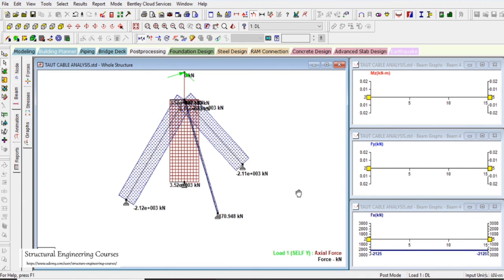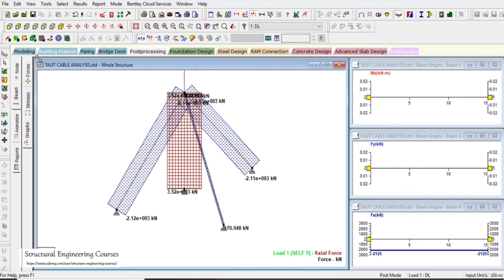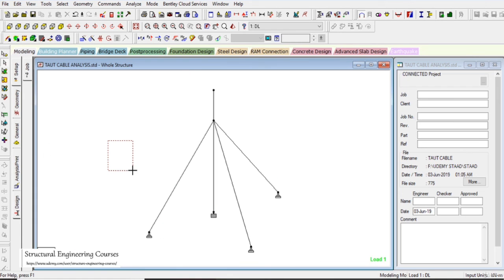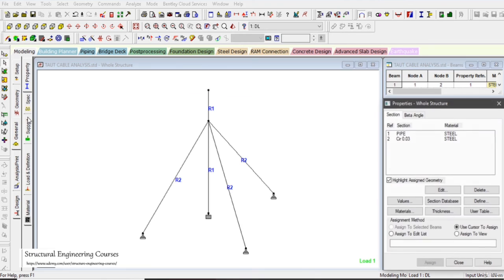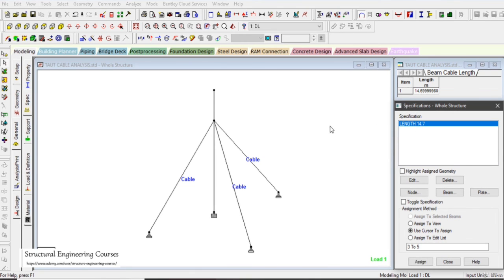So I hope the things are now clear at the end of this lecture, that basically how we can do the cable analysis, and what exactly are the specifications required for the cable analysis.